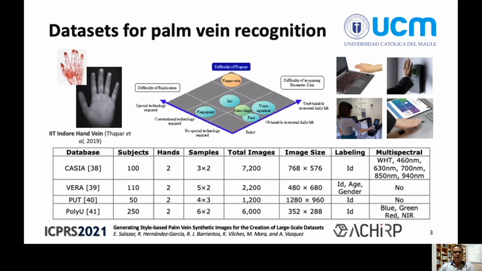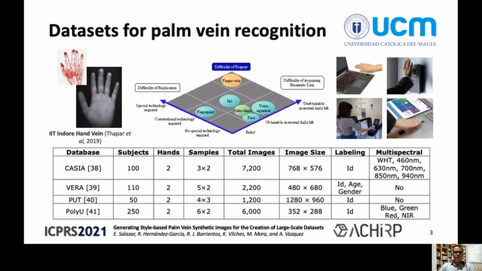damaged by external factors. Comparing vein-based or vascular biometrics against other biometric traits in the graph, it's noticed that finger and palm vein stand out for the difficulty of replication and of acquiring the biometric data in daily life. Hence, palm vein recognition has been mainly used for computer devices, access control, and others.